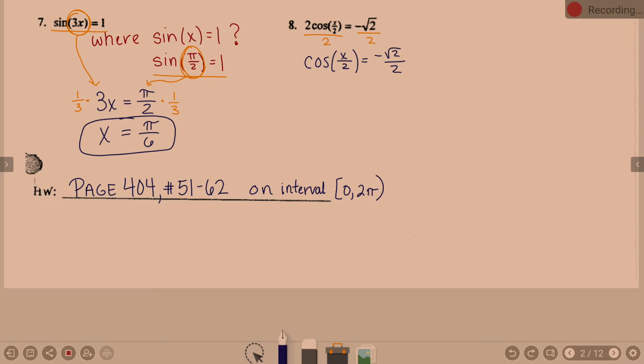If I treat this one like I did the last one, because again, it's cosine of x over 2, you could ask yourself, cosine of what angle divided by 2 is equal to negative square root of 2 over 2? Or what I would prefer to do, at least in a teaching aspect, is say, okay, where does cosine of just regular x equal negative square root of 2 over 2?